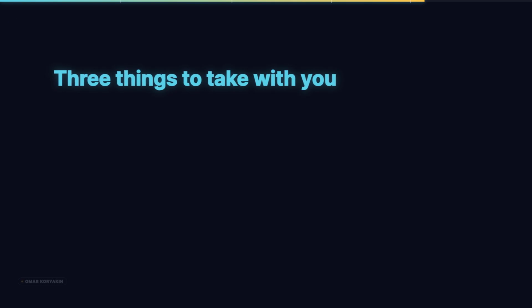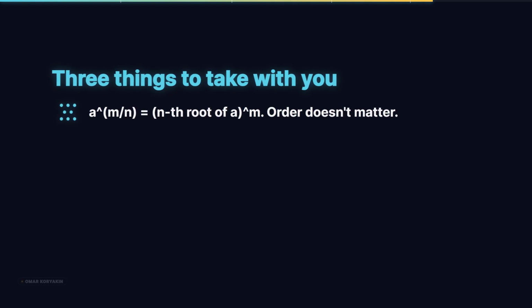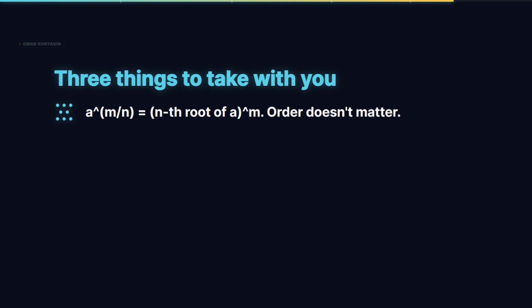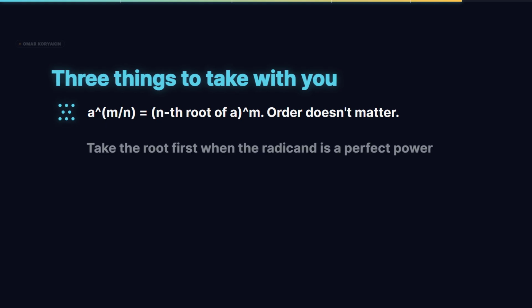They make every fractional exponent problem mechanical. The definition. A to the m over n equals the nth root of a all raised to the mth power. Either order, root first or power first, produces the same result for positive a. Pick the order that makes the arithmetic cleanest.